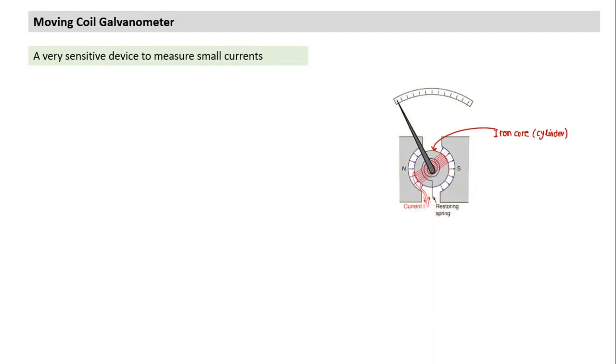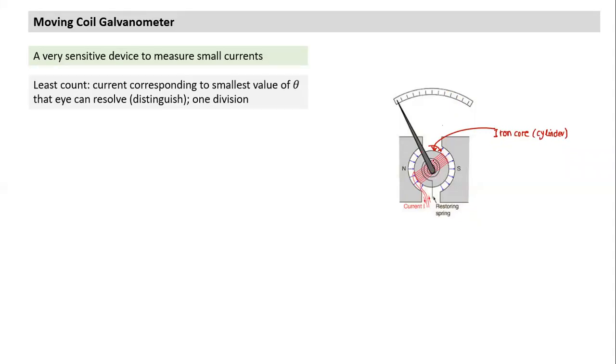As the current is passed, if the current becomes more, M becomes more, torque becomes more, it starts rotating, it suffers angular displacement. What does this spiral thing indicate here? This is what you call the restoring spring. This spring opposes the rotation or angular displacement, and the torque exerted by the restoring spring is K times theta. Greater the current, greater the angular displacement, and greater the deflection of the needle which is attached to the iron core. This is how it functions.